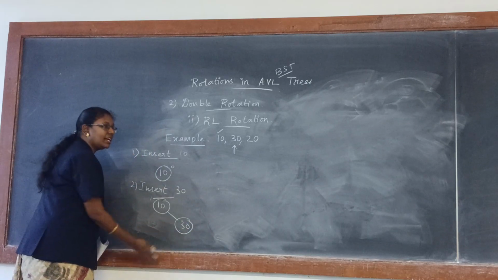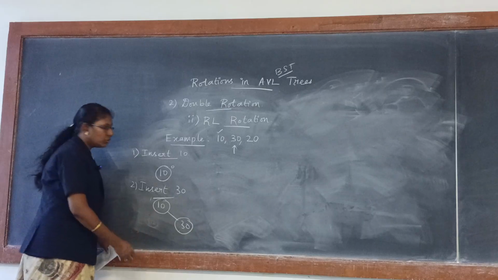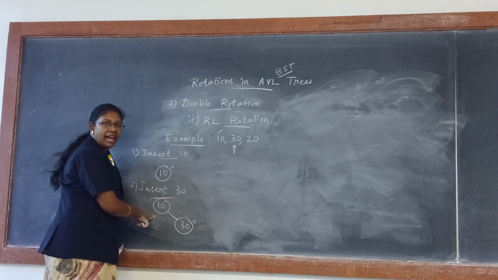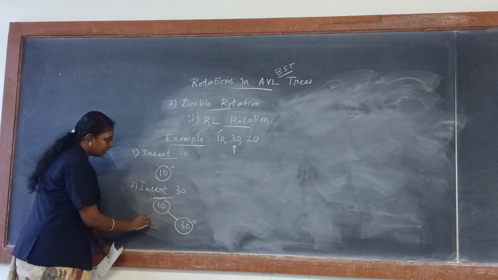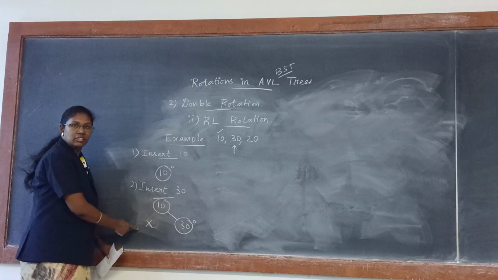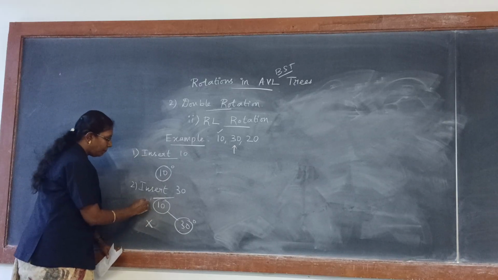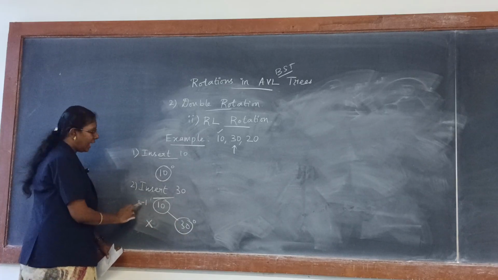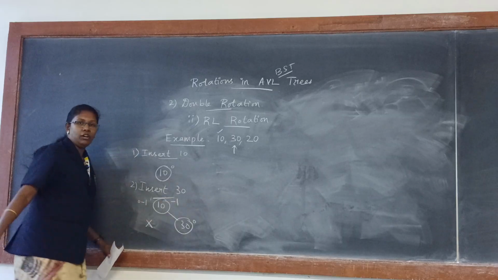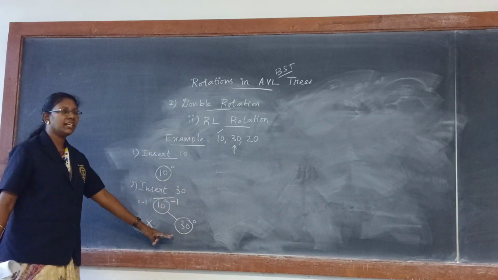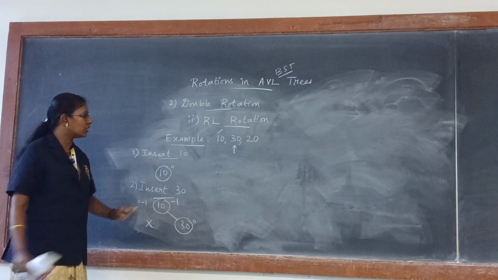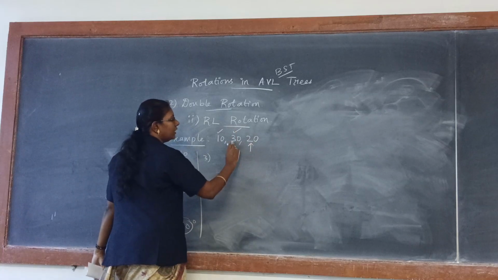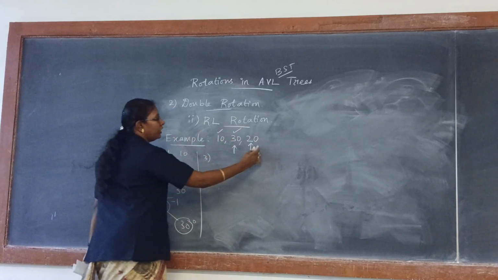Now 30 is the leaf node, so the balance factor for this leaf node is 0, and for the parent node I need to calculate the balance factor. Here there is no left child, so the height of the left subtree is 0, minus there is one level of right subtree, so the height is 1, and 0 minus 1 is minus 1. So till now there is no imbalance in these balance factor values. I have successfully inserted 30 without any imbalance, and now I'm going to insert 20.